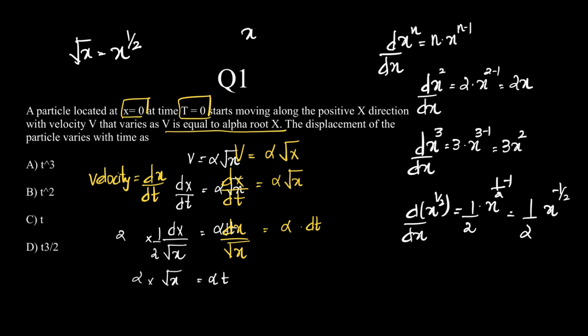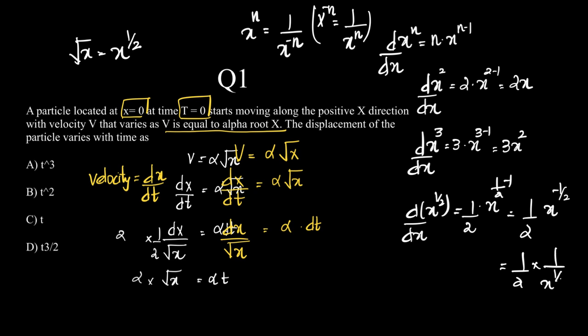Now see, x raised to n is equal to 1 by x raised to minus n. Another example, x raised to minus n is equal to 1 by x raised to n. So if you bring this logic here, 1 by 2 into x raised to minus 1 by 2 is 1 by 2 into 1 by x raised to 1 by 2. And what is x raised to 1 by 2? It is root x. So this becomes 1 by 2 into 1 by root x, which means d by dx of root x is equal to 1 by 2 root x.